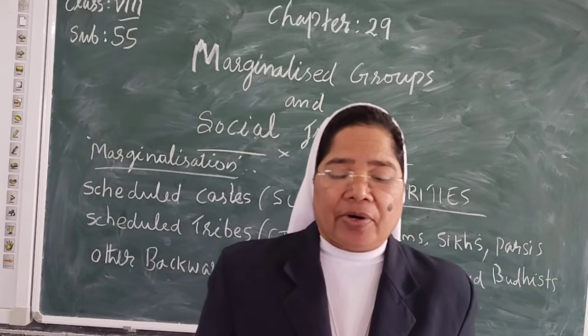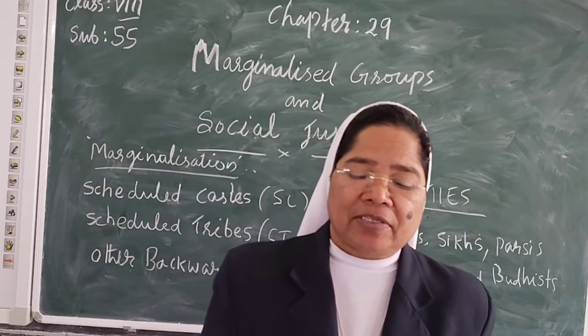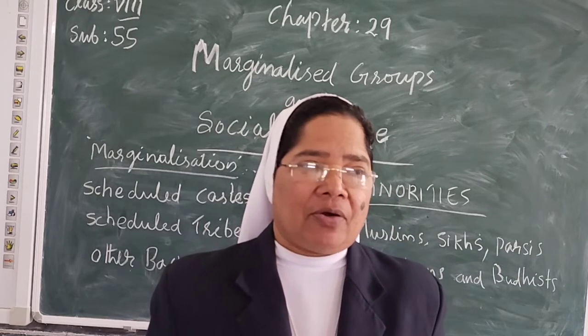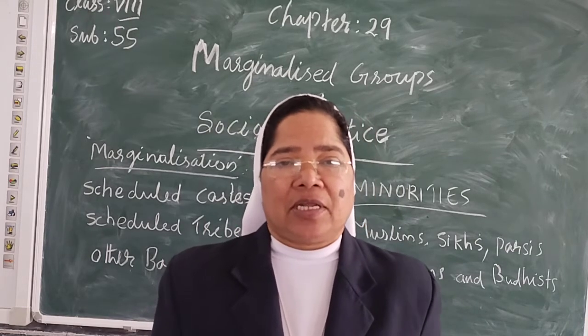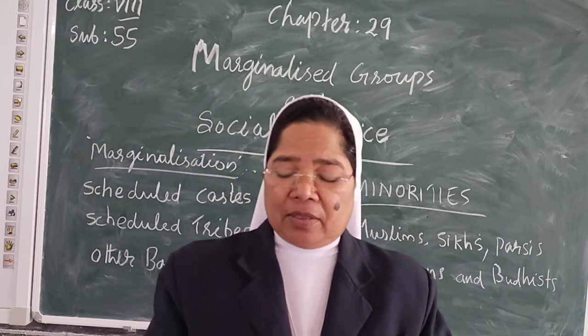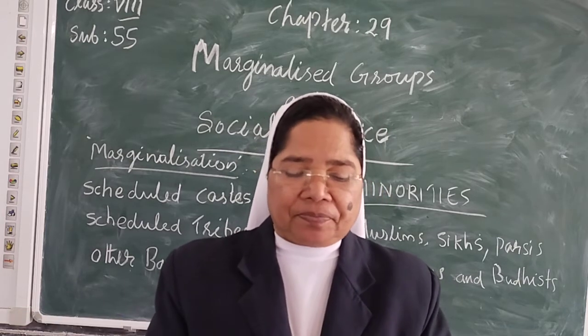Other points: the government and other voluntary organizations have started various welfare schemes to reduce illiteracy among the scheduled castes. The government and other welfare societies are also helping people, and different schemes are there for education.